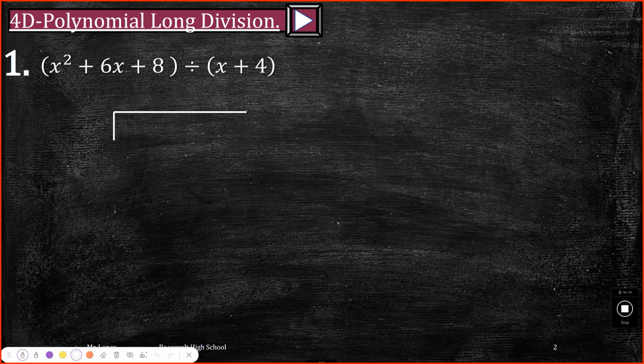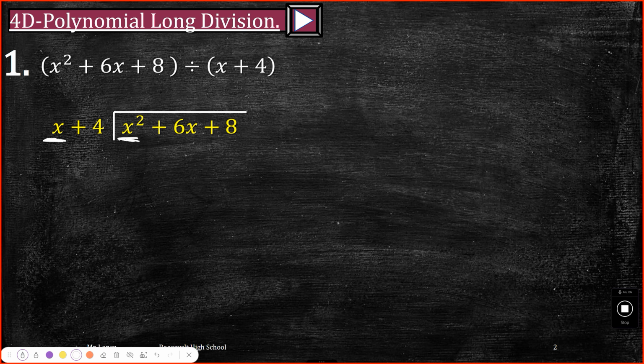So here we go. X squared plus 6x plus 8 goes inside the house. I call it the house, but it's the division thing there. Divided by x plus 4. The way you divide polynomials is that you're only looking at the first term of the x plus 4 and then the first term of what's inside. And you look for what do you multiply x by to get x squared.